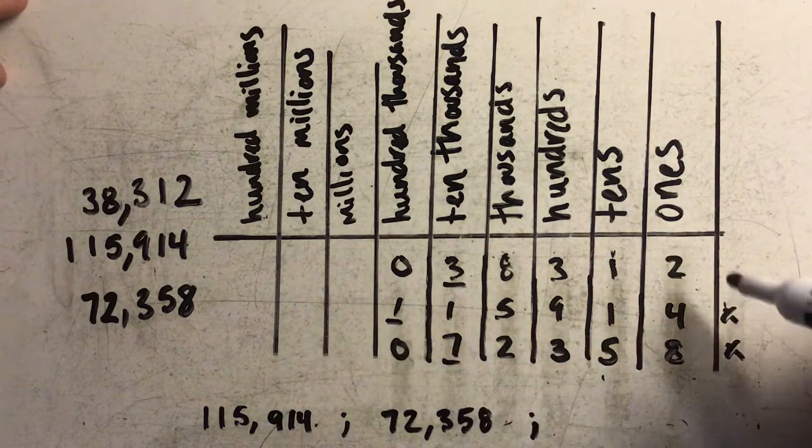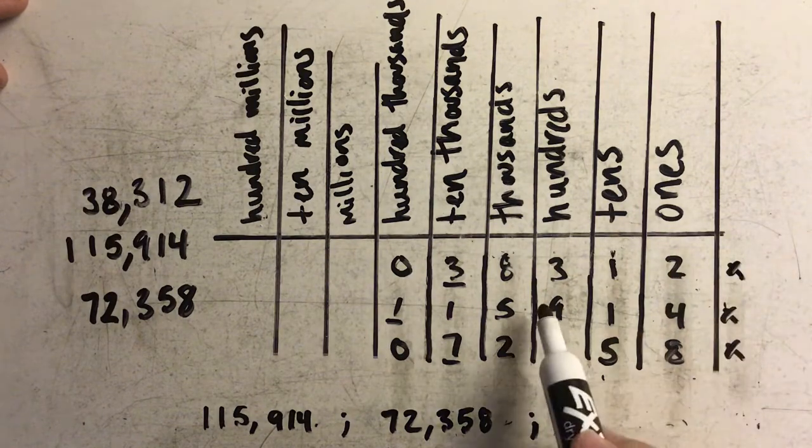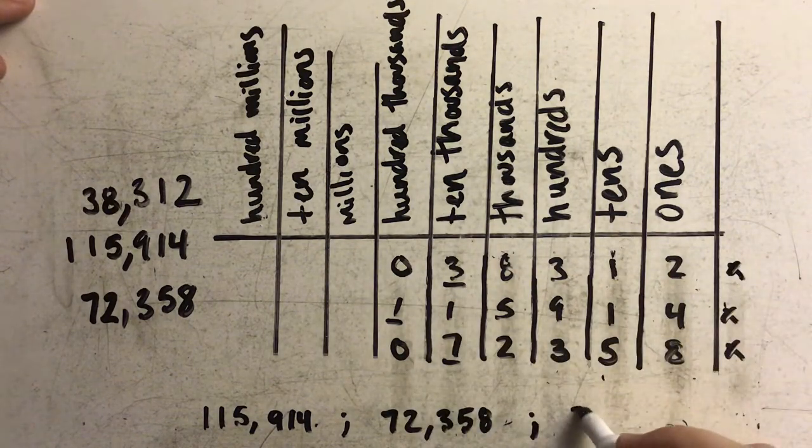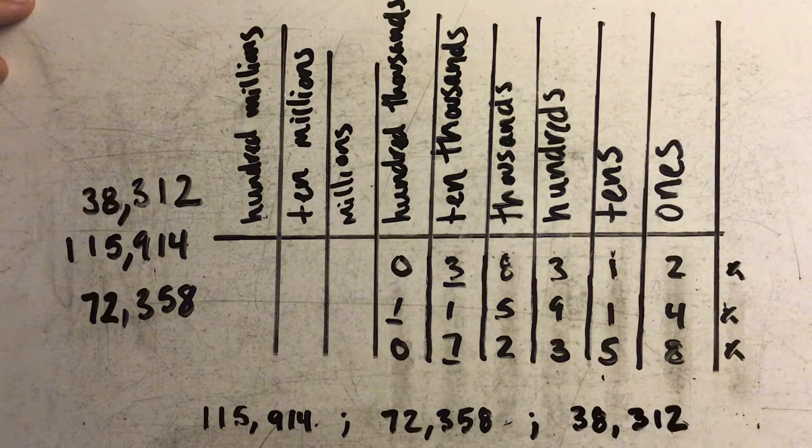And at the end of this problem, this is the last number that I have, which is 38,312. By default, it has to be the smallest number out of the ones that we were looking at. So I will go ahead and add that to my list. And there we have these numbers ranked from greatest to least.